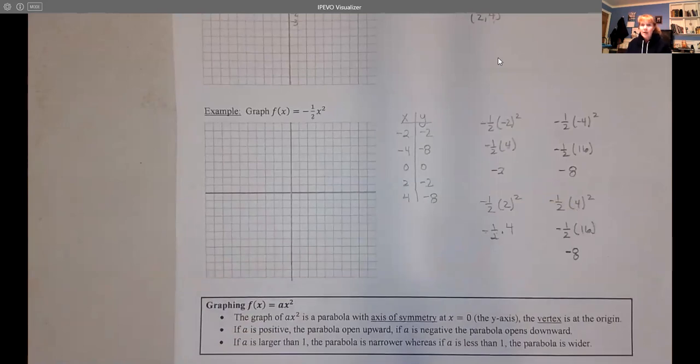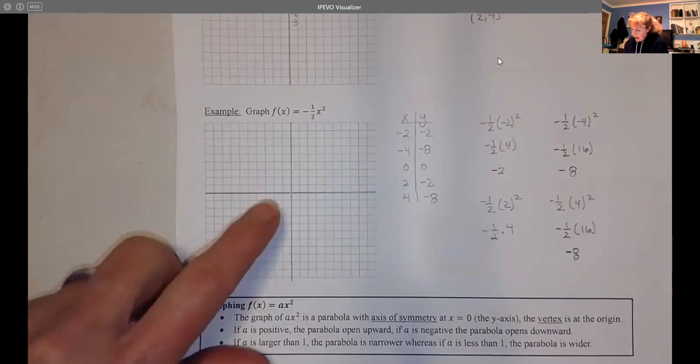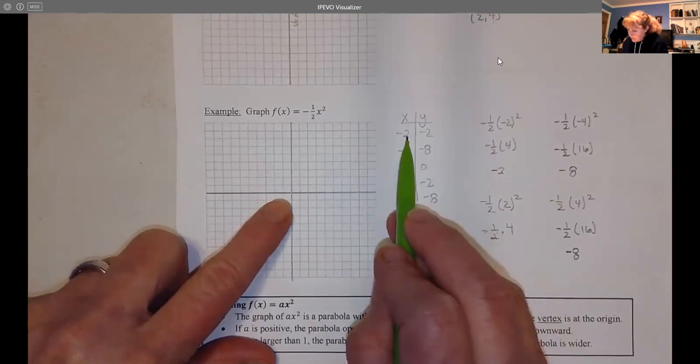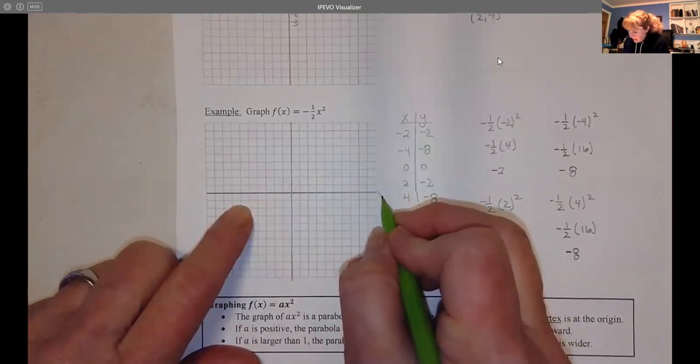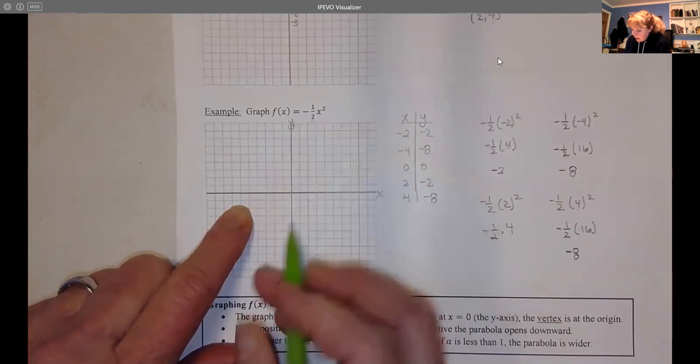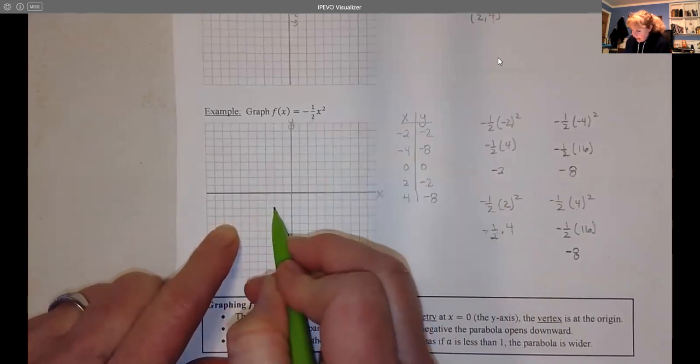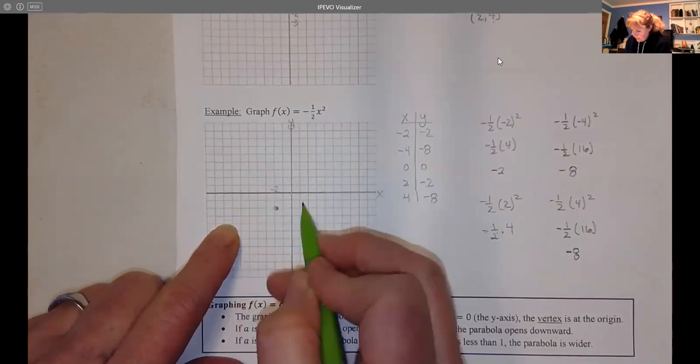Okay, so now we're going to plot these points and we're going to see what our parabola looks like. Now let's plot -2, -2. So here's our x and here's our y. So we'll go to -2, -2. Right here is our point, -2, -2.